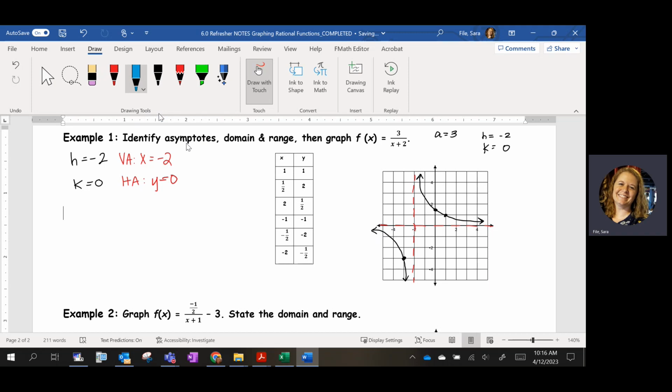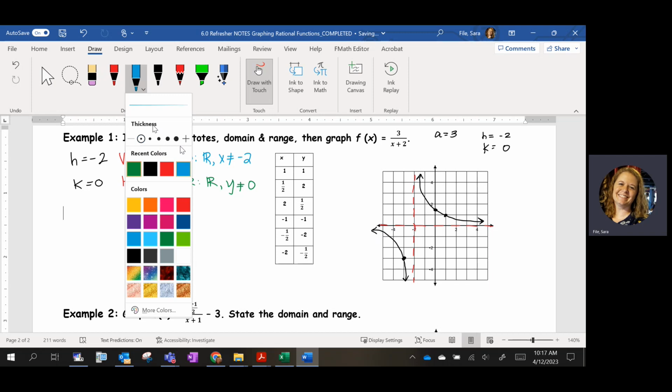Now my domain is everything except the vertical asymptote. That's the break in the graph. So my domain can be written as all real numbers, but x cannot be negative 2. It's based on that vertical asymptote. The range is based on the horizontal asymptote. The range will be everything, but y cannot be 0 because that's where there's a break in the graph for the y values.